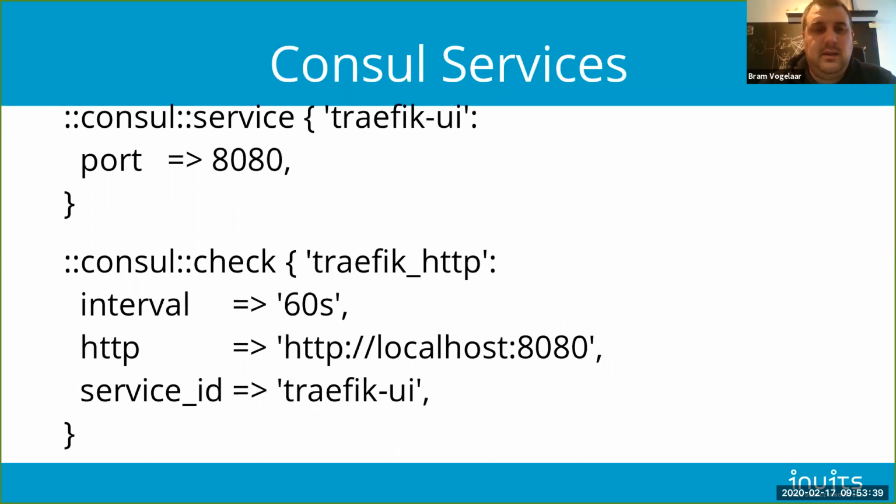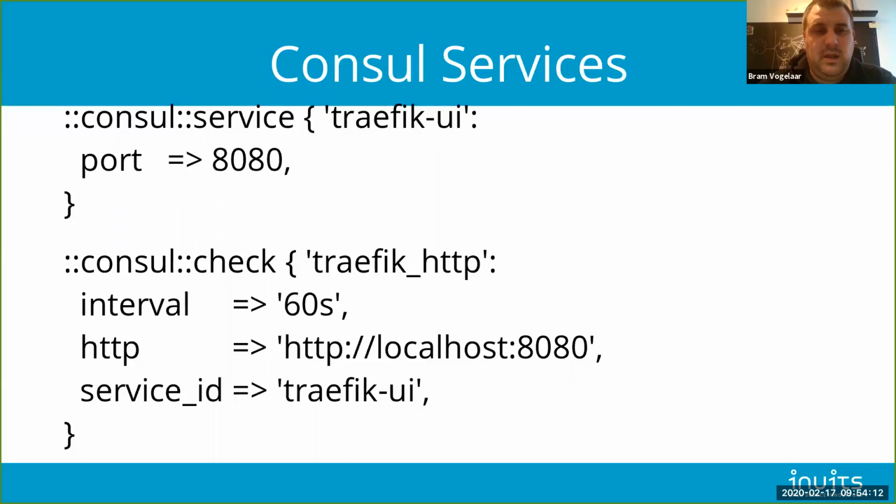What does it look like? Well, how do I set it up? What does it look like is a different story. But how do I set it up? In my case, we are a heavy user of Puppet, so all my code examples will be Puppet based. In this case, I'm setting up a Consul service for the Traefik UI, so the dashboard, which listens at port 8080.